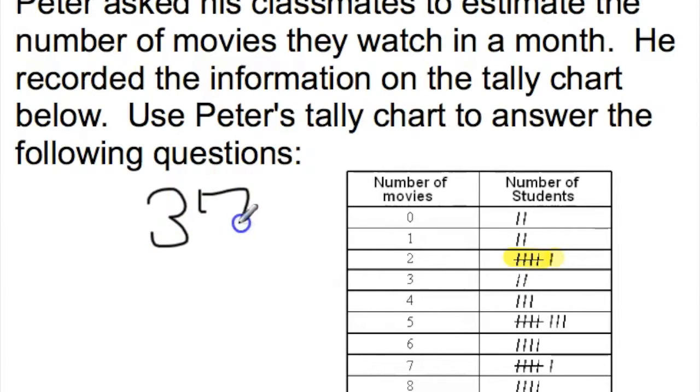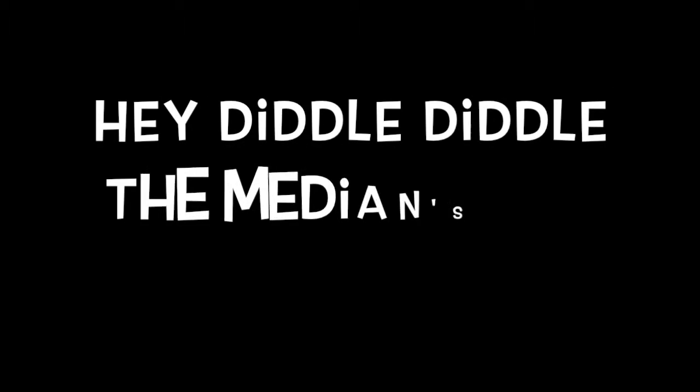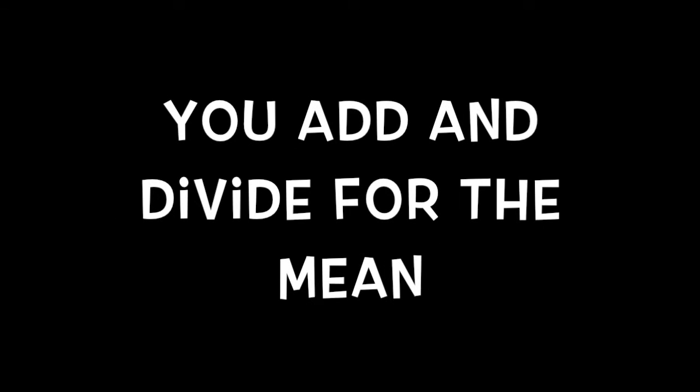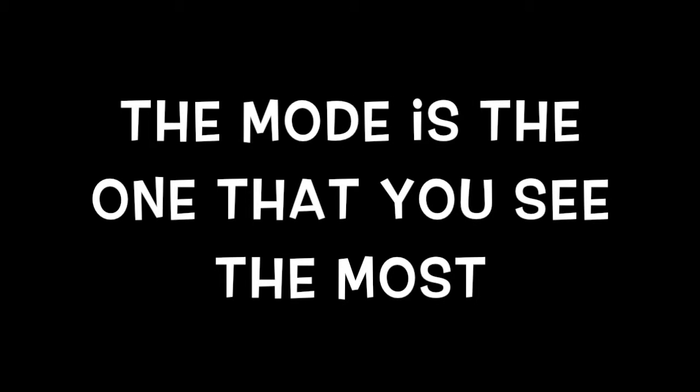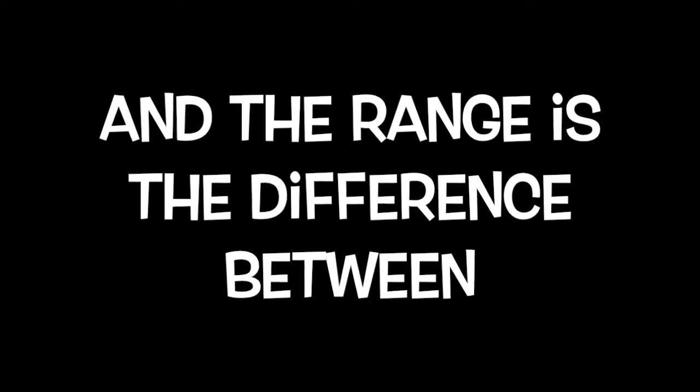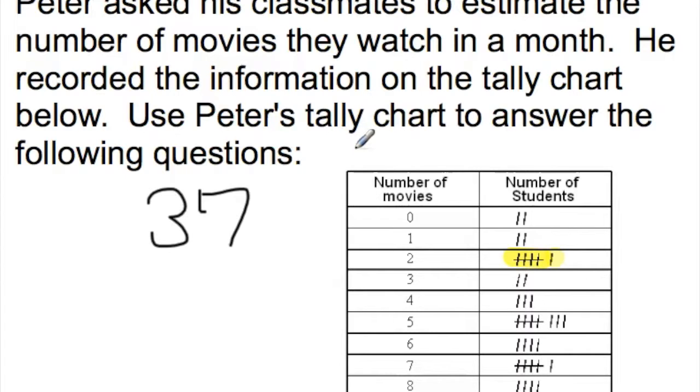37. Okay? Hey diddle diddle, the median's the middle. You add and divide for the mean. The mode is the one that you see the most, and the range is the difference between. What is the maximum number of movies watched? So what is the most number of movies that a kid in Peter's class watched? Noah? 8. You're absolutely right. The most number of movies that they watch is the maximum.